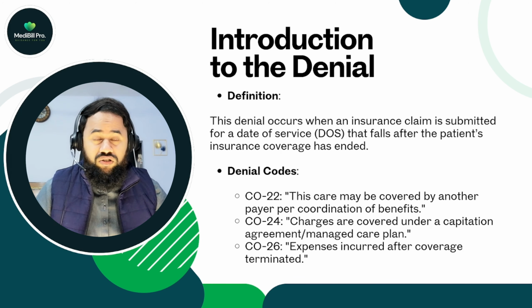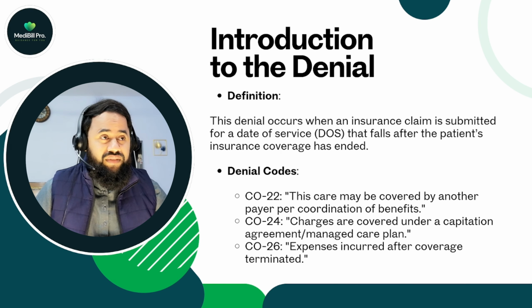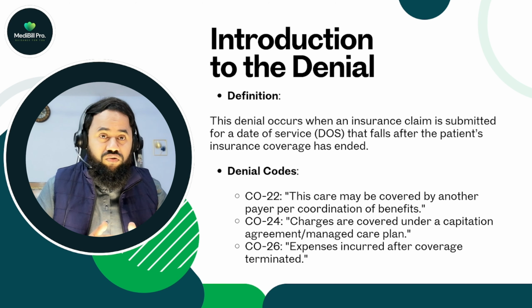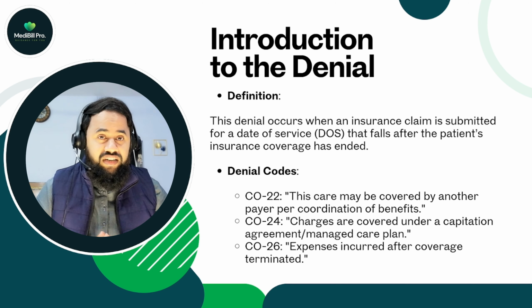Now, what could the denial codes be? They can refer on the EOB or ERA to CO-22, that this care may be covered by another payer per coordination of benefits. You can say that because the member is no more active with the specific insurance company, this care may be covered by another payer, so you can receive this kind of denial.